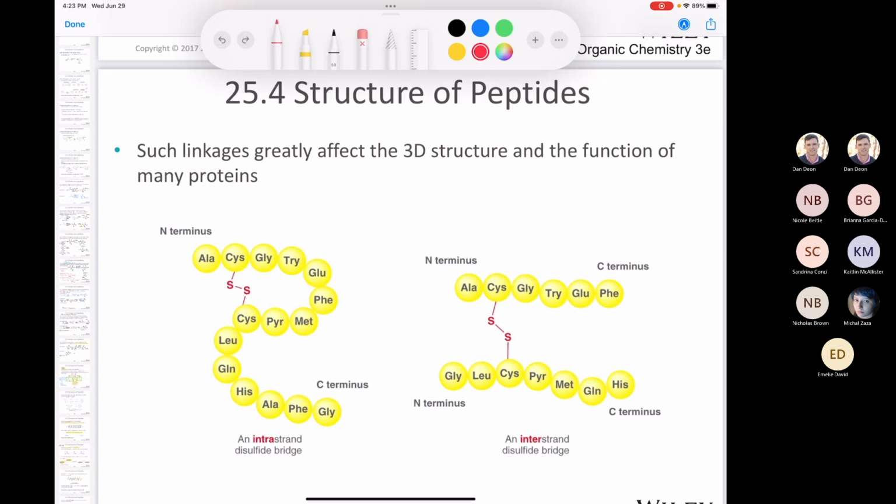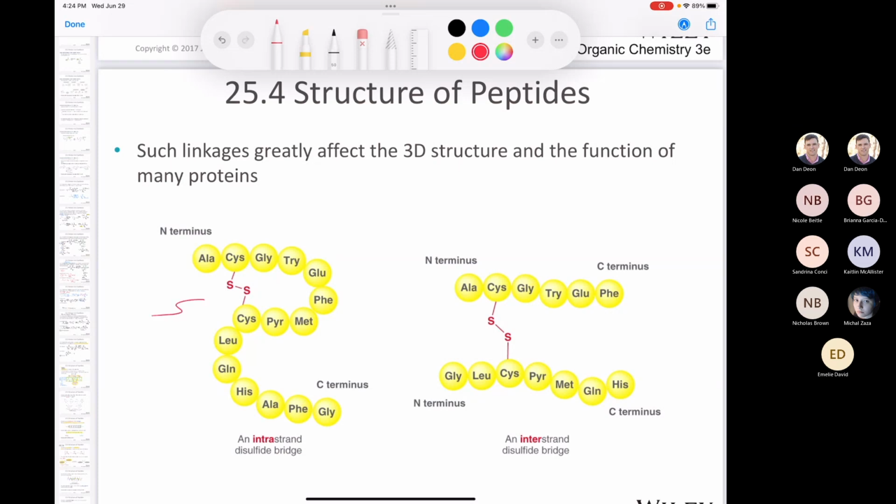We can actually have a disulfide bridge between two cysteine residues within the same chain. That's called an intra-strand disulfide bridge. And if they're between two cysteine residues in two neighboring molecules or two different strands, we call that an interstrand disulfide bridge. So, inter-strand disulfide bridge and intra-strand disulfide bridge. Make sure you know the difference between the two.